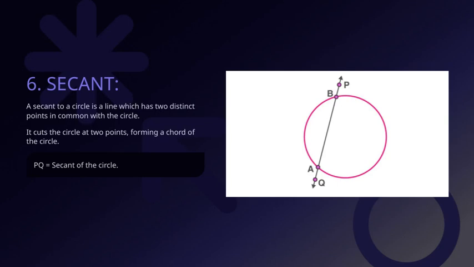Now let's talk about the secant of a circle. PQ here represents a secant, which is a line that intersects the circle at 2 points. When it does so, it forms a chord of the circle, which is simply a segment connecting those 2 points on the circle. A key thing to remember is that a secant has 2 distinct points in common with the circle, unlike a tangent, which just touches at 1 point. So, in essence, a secant cuts through the circle, creating a chord, and this concept is fundamental when studying the relationships between lines and circles in geometry.